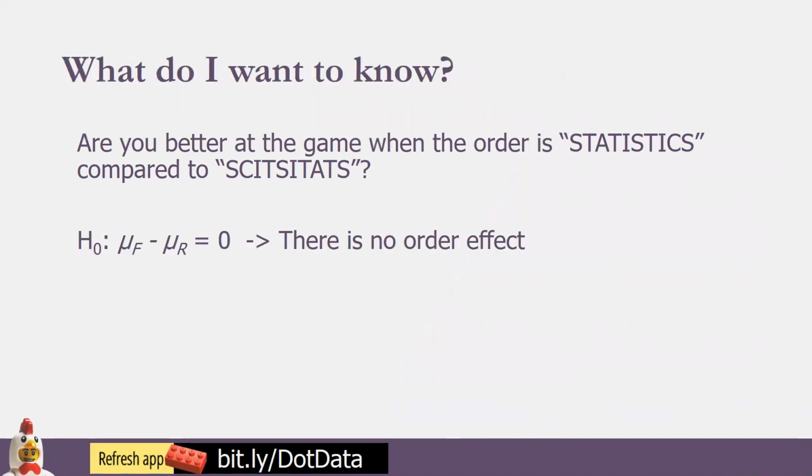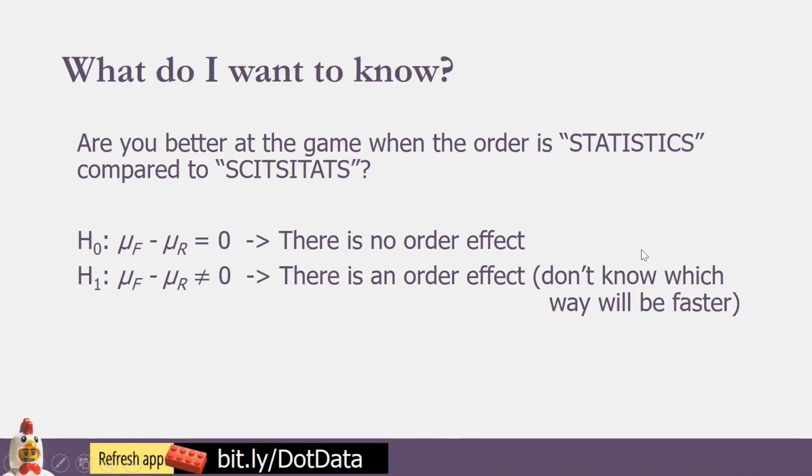My null hypothesis is that there's no difference between the underlying mean time it takes you to complete the game when the word is forwards and the underlying mean time it takes you to complete the game when the word order is reversed. So there's no order effect. That's my null. Alternative, two-sided, because I don't know which way will be faster. So let's do the hypothesis test.